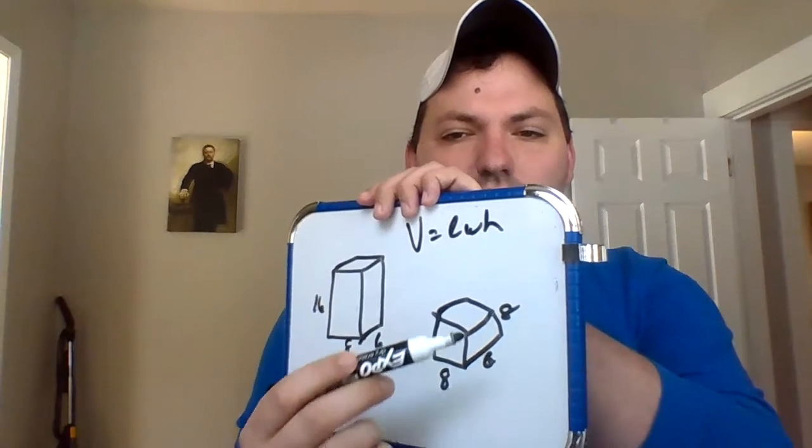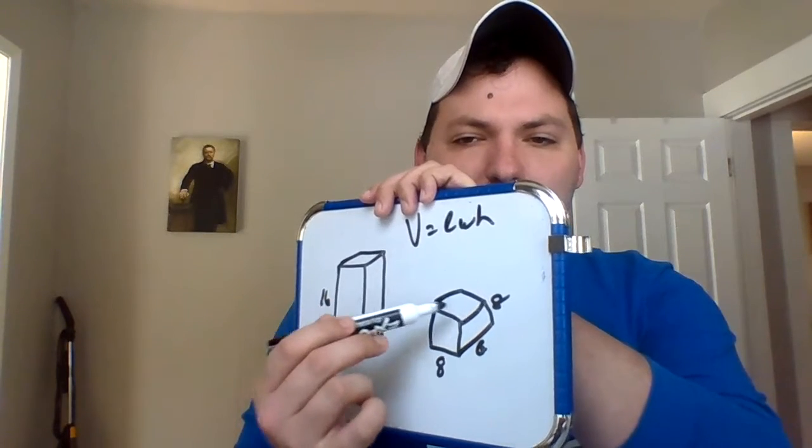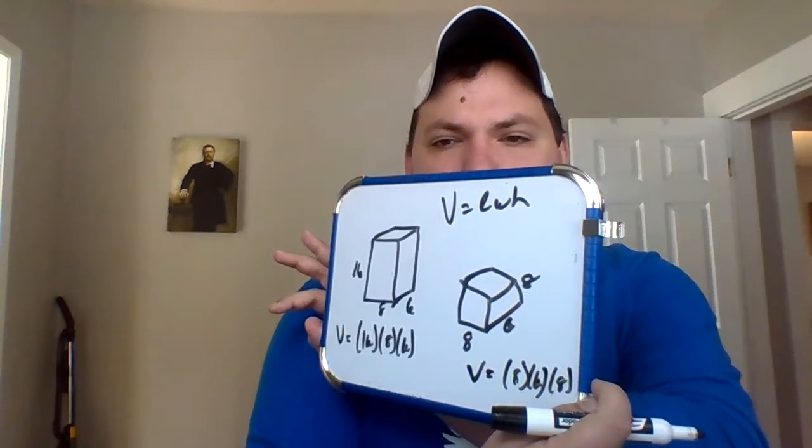So what we're going to do is find the volume of 1 and then 2, and then we're going to add them together. Okay? So the first one, I have the volume, which would be 16 times 8 times 6, right? The other one, I'd have volume is 8 times 6 times 8. Okay, now I'm going to solve those out.